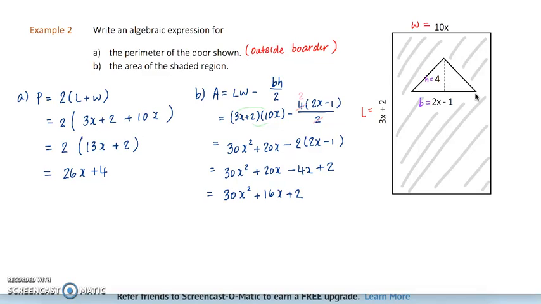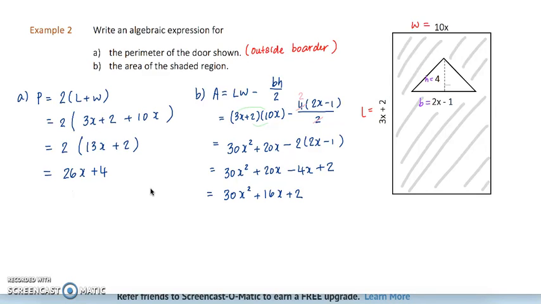So first off, we're going to find the perimeter of the door shown, and we will only consider the outside border. To calculate the perimeter, I need to add length and width together, and then multiply that by 2. So the formula is perimeter equals 2 times length plus width. Substituting length, 3x plus 2, and then you add the width 10x, you have 13x plus 2, and don't forget to multiply this by 2 for the 4 sides. So in total, you have 26x plus 4.